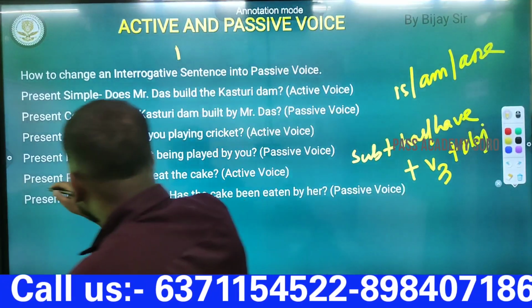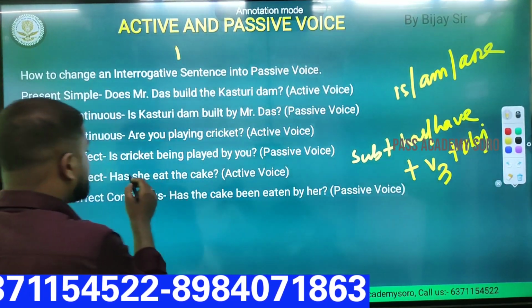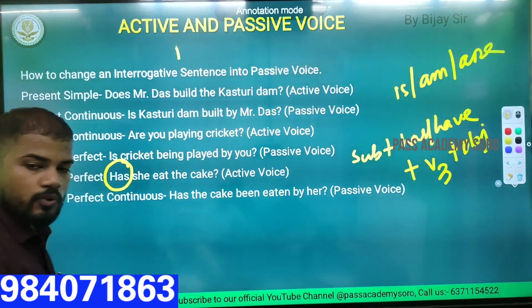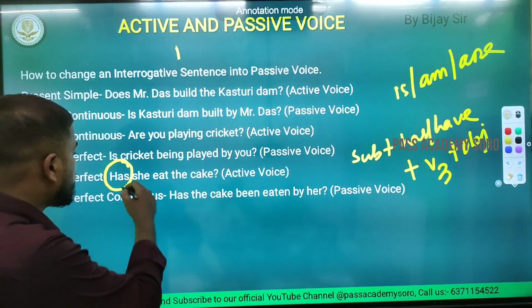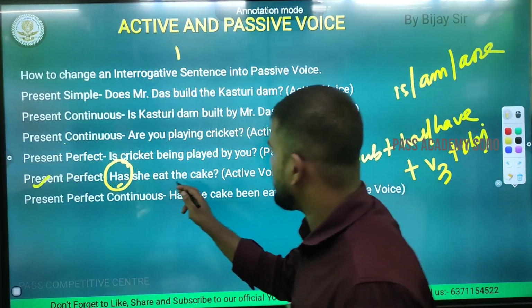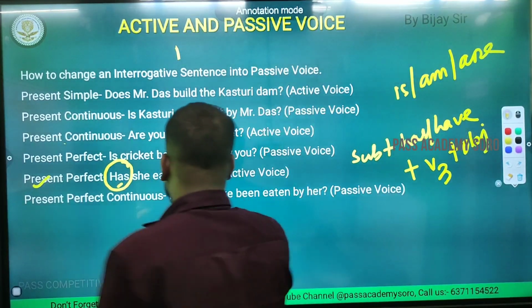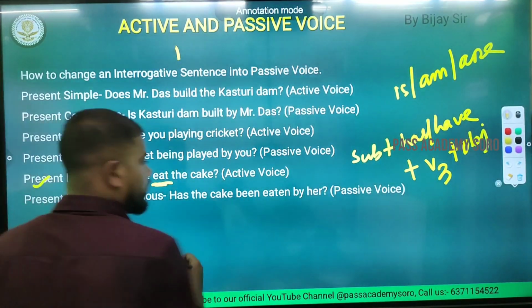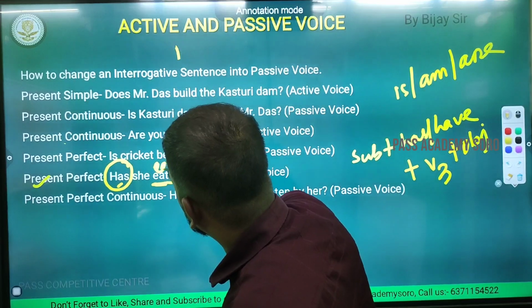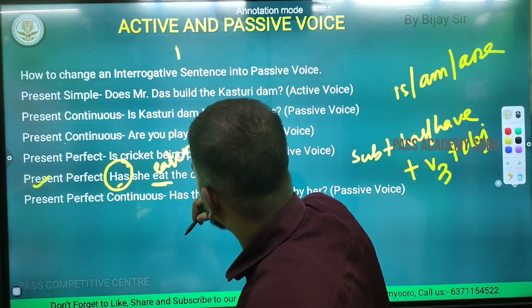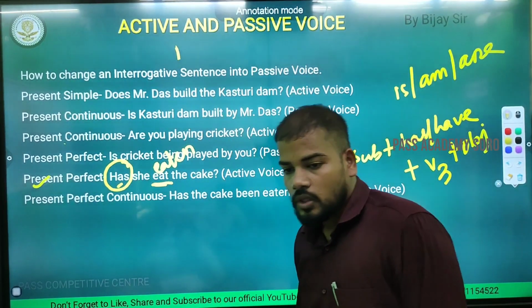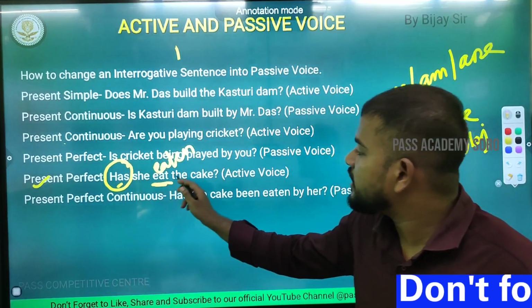And as it is in interrogative form, the helping verb comes to the first position, to the beginning. So, has she eat the cake? Here "has" is the helping verb. Dear students, there is a small error here, a typing error. So it will be "eaten". Make a small correction here. Eaten. Has she eaten the cake?